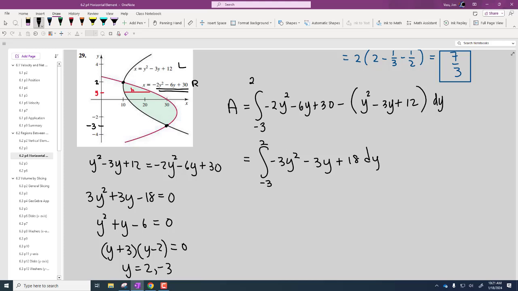So that's the integrand you should have ended up with. Negative 3y squared minus 3y plus 18, that is the right function minus the left function with like terms collected. And negative 3 and positive 2 are the intersection y values.